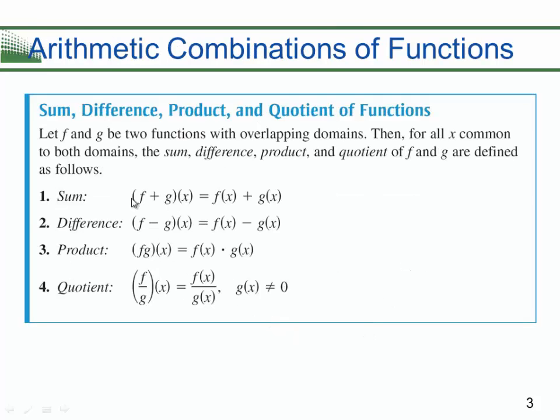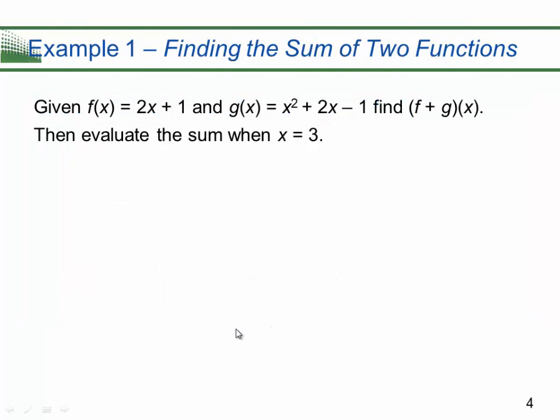Okay? So first of all, some notation. When you add 2 functions together, we can write that like this: function f plus function g of x. That's just the same thing as this notation here that we're used to. If we subtract 2 functions, we can write it like this, which is the notation we're used to. Multiplying 2 functions, we can write it like this. Dividing 2 functions, we can write it like this. Okay? So let's do an example then.